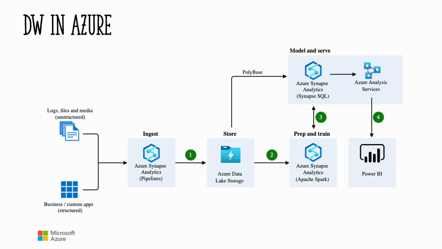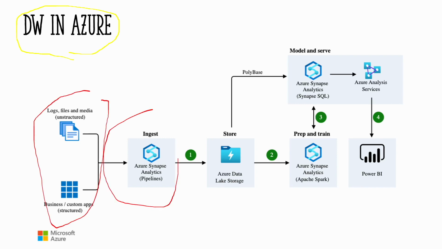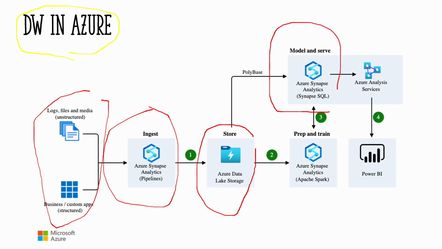As an example of a data warehouse in Azure, it can be implemented in multiple ways, but one implementation would be like this. You ingest data from multiple sources with the help of a pipeline, and then you put the data in a data lake storage. Then you transform the data and place it into the data warehouse, where you use Azure Synapse Analytics, and then you do the analysis and reporting with the help of Power BI.